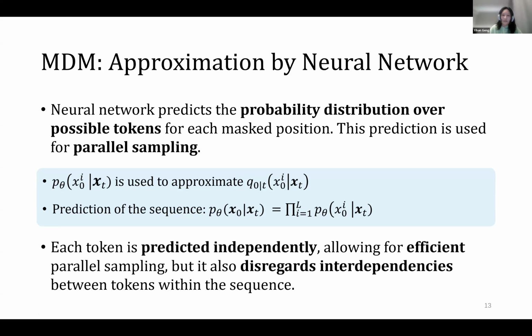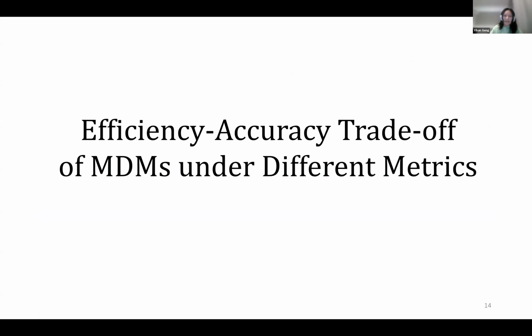That is, it ignores interdependencies between tokens within the sequence, which is a simplification that makes parallel decoding feasible, but potentially at a cost of output coherence or fluency. So this brings us back to our initial hypothesis that there may exist an inherent trade-off between efficiency and generation quality in masked diffusion models. And now we'll step into our main analysis.